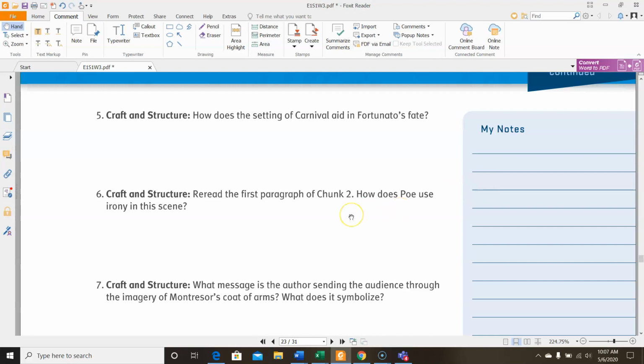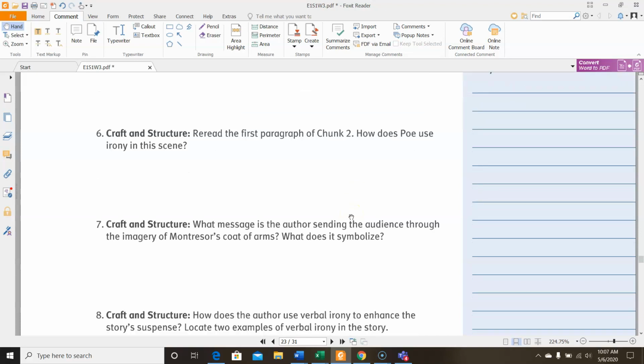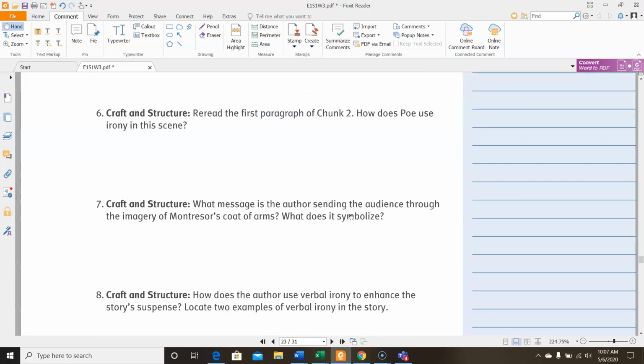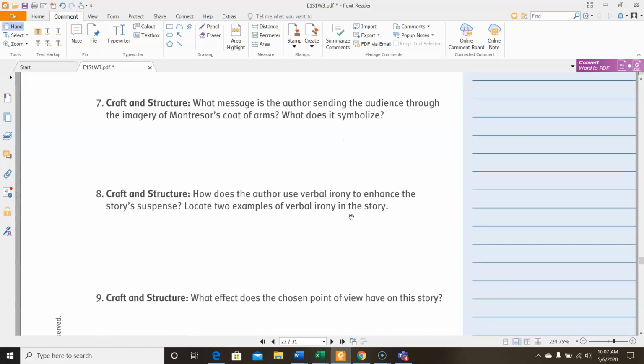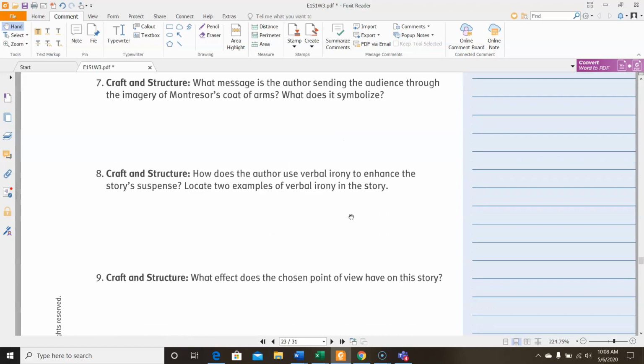Number 7, what message is the author sending the audience through the imagery of Montresor's coat and arms? What does it symbolize? So when you're reading that part, remember what I talked about and what it meant. For number 8, how does the author use verbal irony to enhance the story's suspense? Locate 2 examples of verbal irony in the story. So that's things that people say that are ironic.